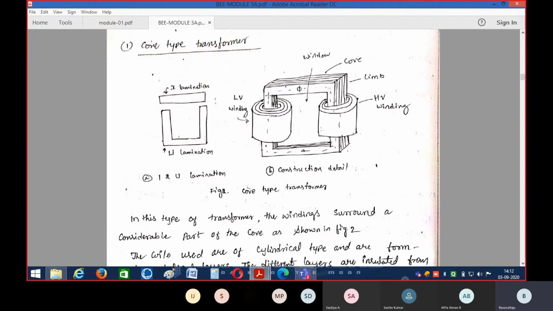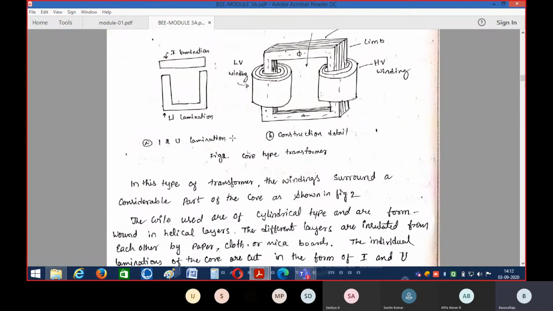So this is the transformer core, and surrounding that core we have the winding. Or we can say the winding completely surrounds the core, or the core is surrounded by the winding. So this is what we have in the case of a core type of transformer.